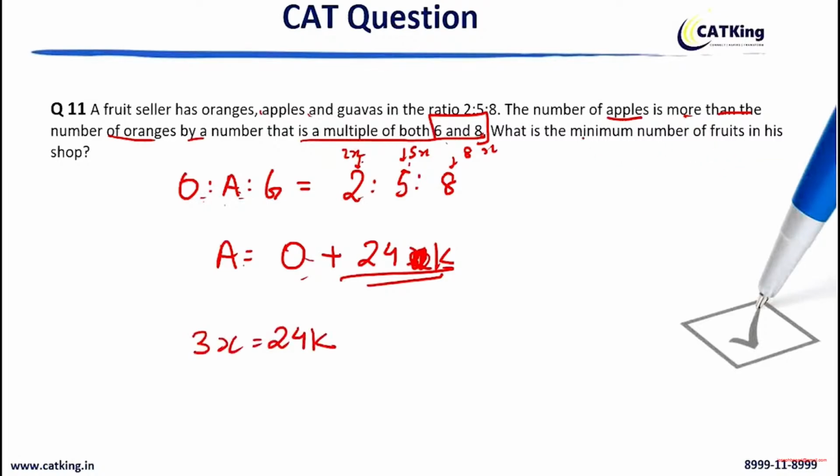And what is the question asking me? Minimum number of fruits in his shop. Minimum number of fruits. When will this be minimum? When the value of k equals 1. Then this will be minimum. So the value of x will be, in that case, 8.